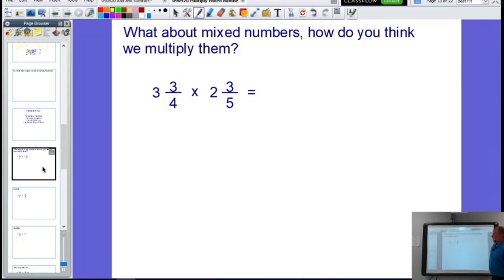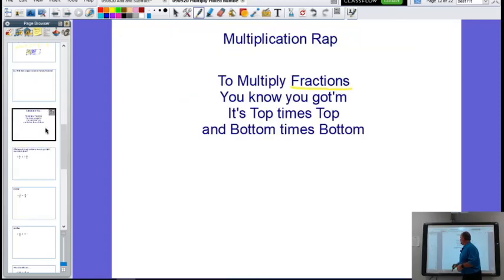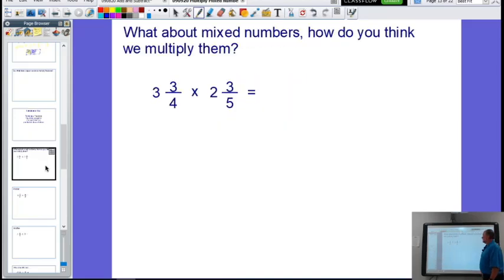Okay, so what if I have this? This is what we've got. We have this kind of problem: 3 3/4 times 2 3/5. So we go through our wrap. To multiply fractions... uh-oh. Do I have fractions? No. These are mixed numbers. So does it say to multiply mixed numbers? No, it doesn't. We don't have a separate mixed number one. We just have a fraction one. And it says to multiply fractions.